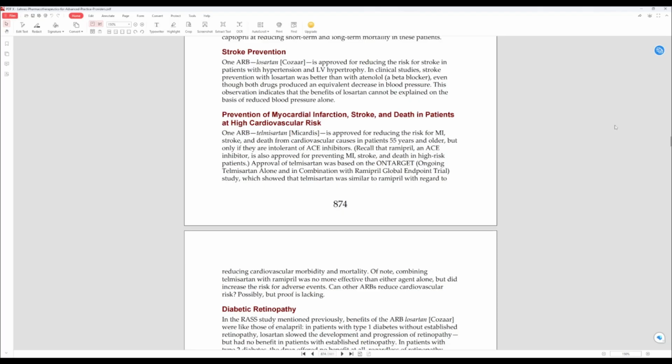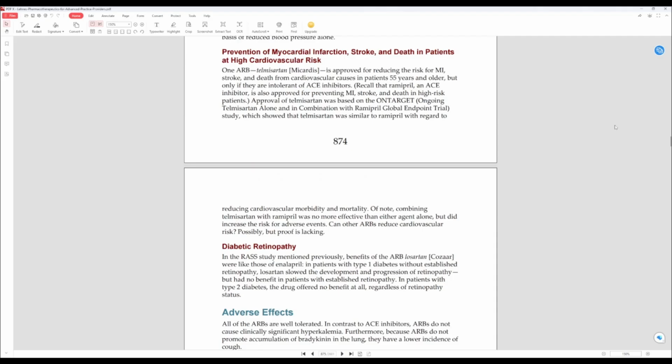The prevention of MIs, strokes, and death in patients at high cardiovascular risk. One ARB, telmisartan, is approved for reducing the risk for MI, stroke, and death from cardiovascular causes in patients who are 55 years and older, but only if they are intolerant of ACE inhibitors. Approval of telmisartan was based on the ONTARGET, or Ongoing Telmisartan Alone and in Combination with Ramipril Global Endpoint Trial, study, which showed that telmisartan was similar to ramipril with regard to reducing cardiovascular morbidity and mortality.